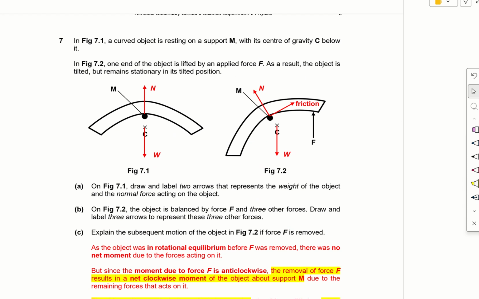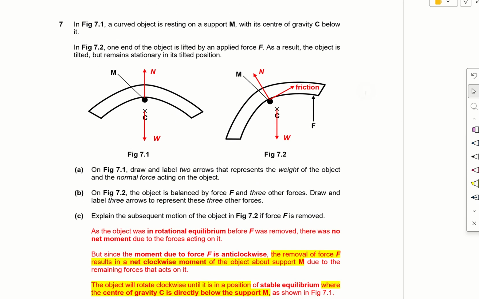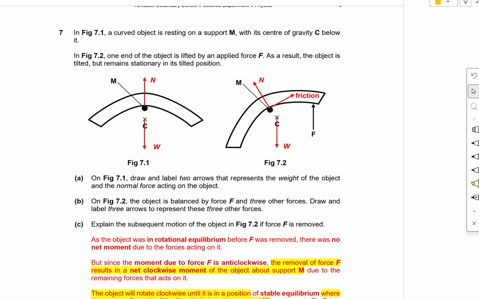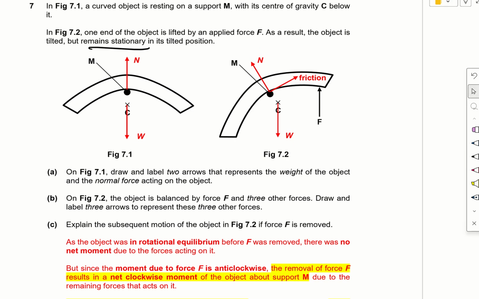Question 7. A curved object is resting on a support M with the center of gravity C below it. In figure 7.2, one end of the object is lifted by an applied force. As a result, the object is tilted but remains stationary, which means that it is in equilibrium. So on figure 7.1, draw and label 2 arrows that represent the weight of the object and the normal force acting on the object.